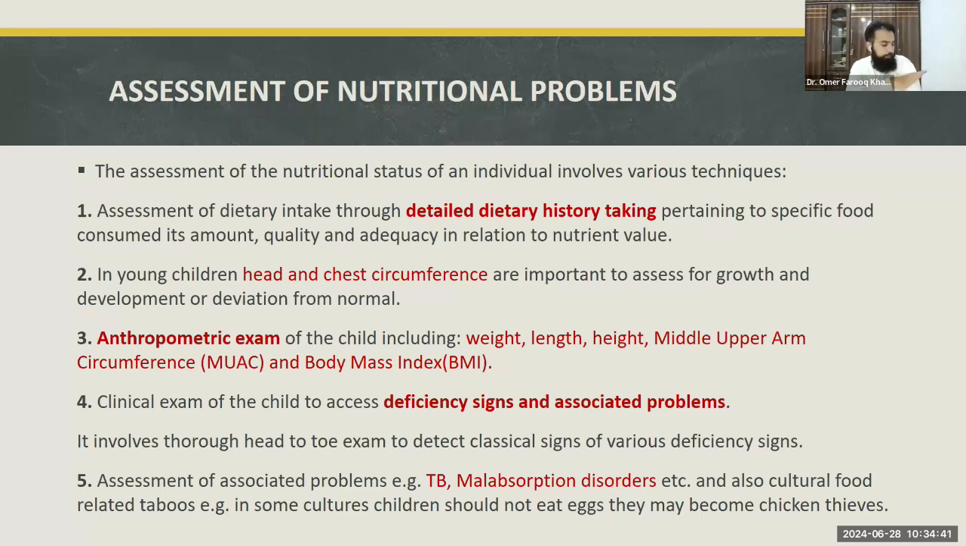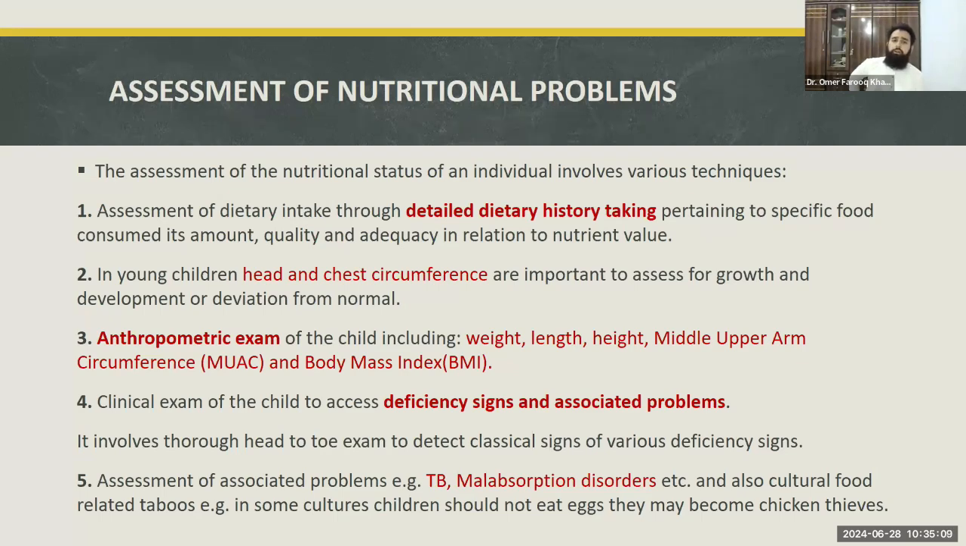So we take the mid of the upper arm, in between the shoulder joint and elbow joint, just the middle of it on the left side. So we take the measurement of this, and what is the significance of this measurement? I will talk in detail in our next slides. And then there's BMI, body mass index, for adolescents. Then there is a clinical exam of the child to assess deficiency signs and associated problems.